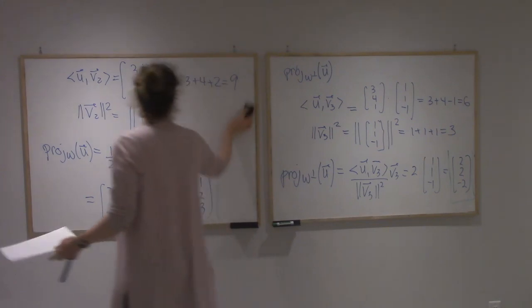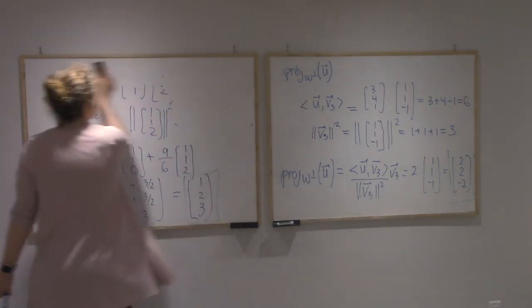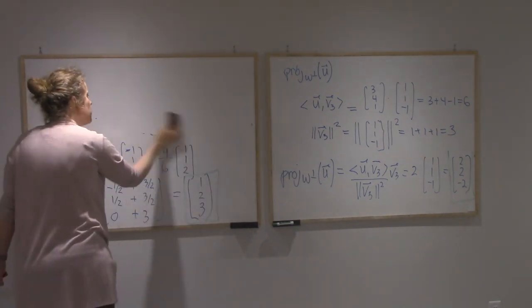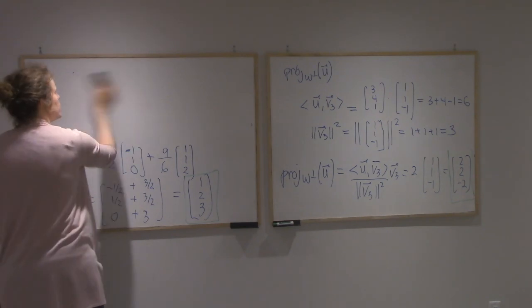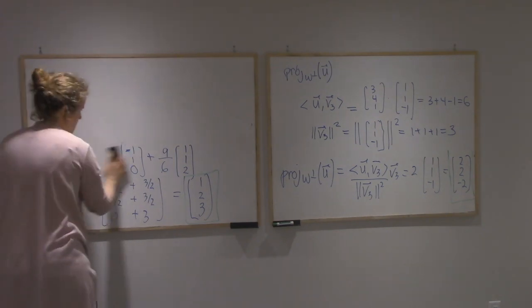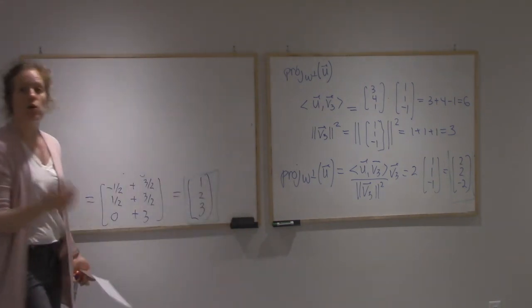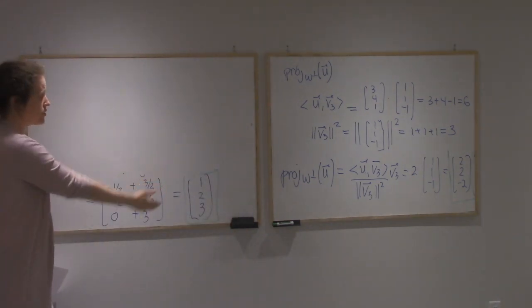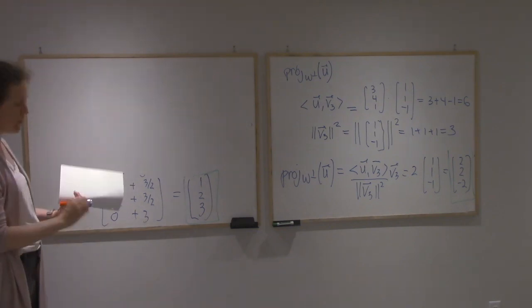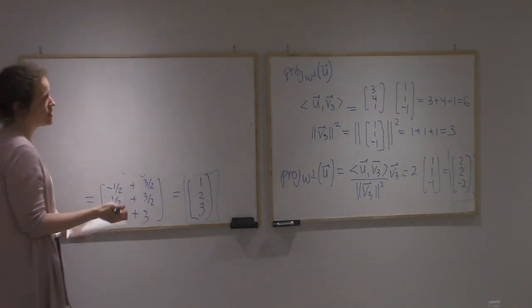Last thing I want to do is I just want to check that this makes sense. Remember, what we wanted is to decompose U into 2 vectors. And so I found one vector in W, one vector in W perp. I'm just going to check that their sum is in fact U.